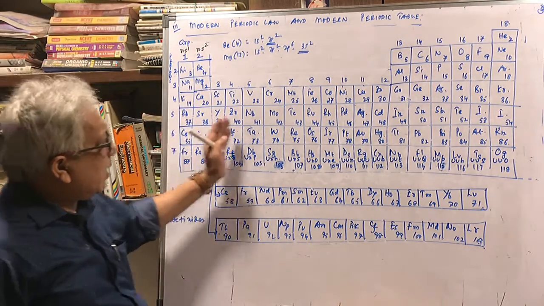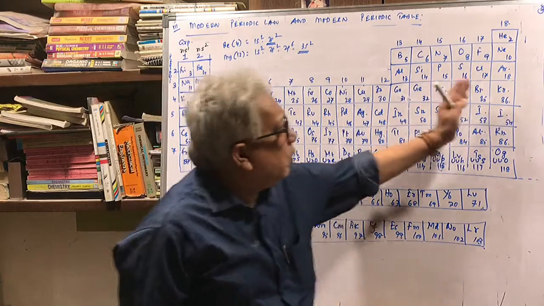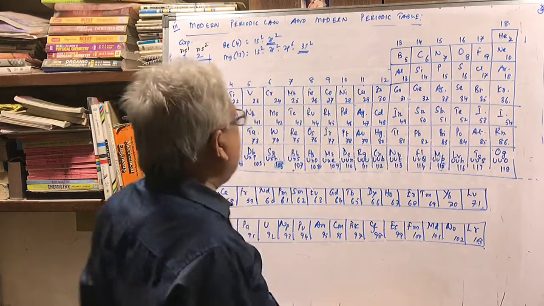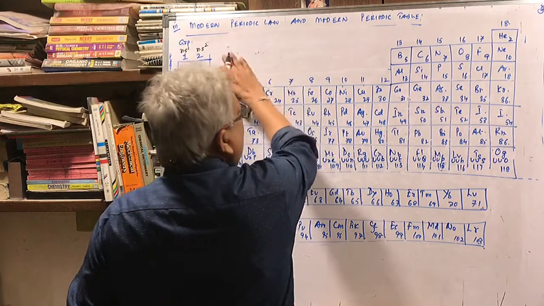Now after this I will come later on. Now here if you look, there are 6. So it will be P1, P2, P3, P4, P5 and P6. Except of course helium. Helium is an exception.